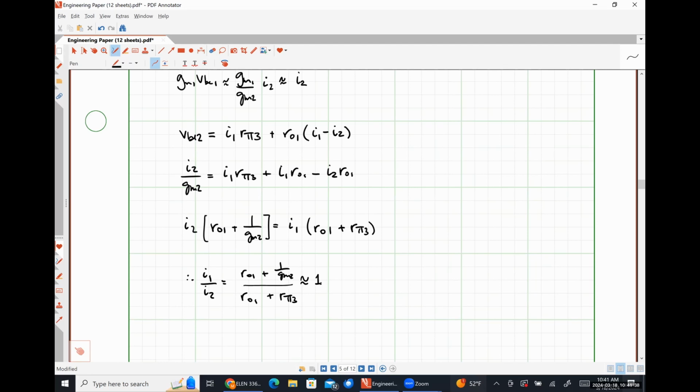which will be approximately equal to 1. Well, we're effectively assuming here that R naught 1 is much greater than 1 over GM2, and that R naught 1 is much greater than R pi 3, both of which should be the case. And also, intuitively, I1 and I2 should be very close to each other because this is a current mirror, and that's the state.